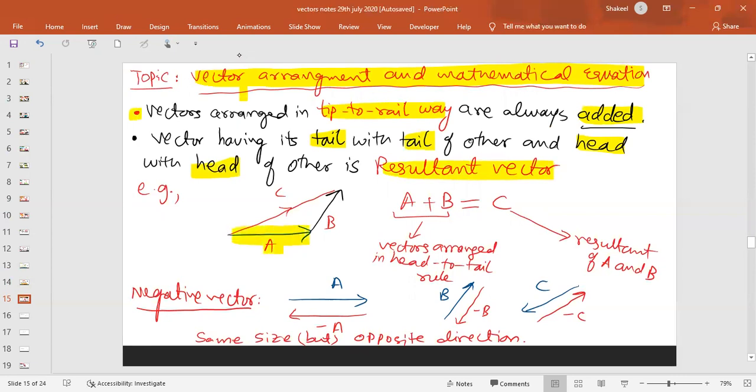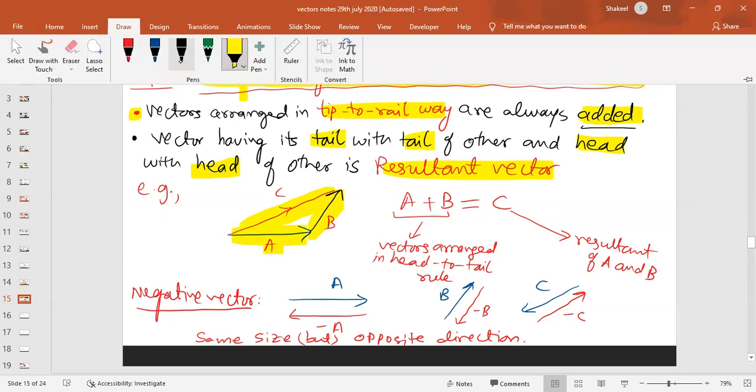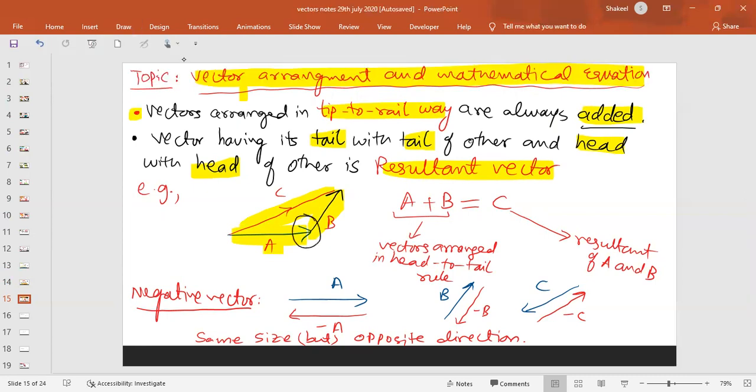A is the first vector, B is the second vector and C is the third vector. If you look, A and B are arranged in head to tail rule, right? Like if you look over here, this is the head of A and the tail of B. So they're arranged in head to tail rule. That's why you add them, A plus B equals, and then the tail of C is with the tail of A and the head of C is with the head of B. That's why C is your resultant. So it's equal to C.